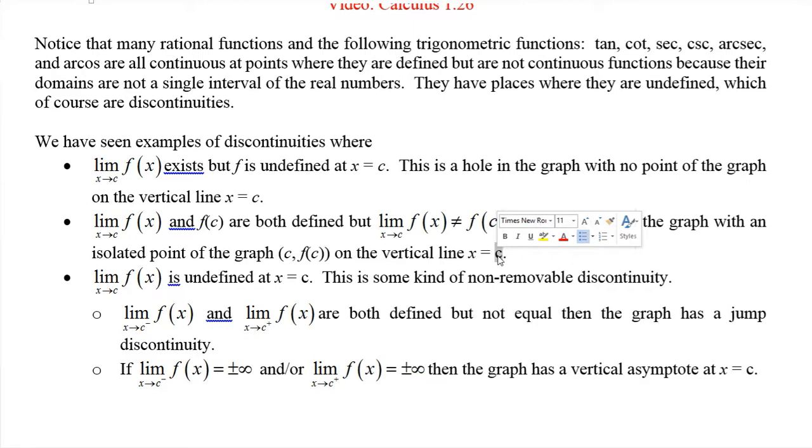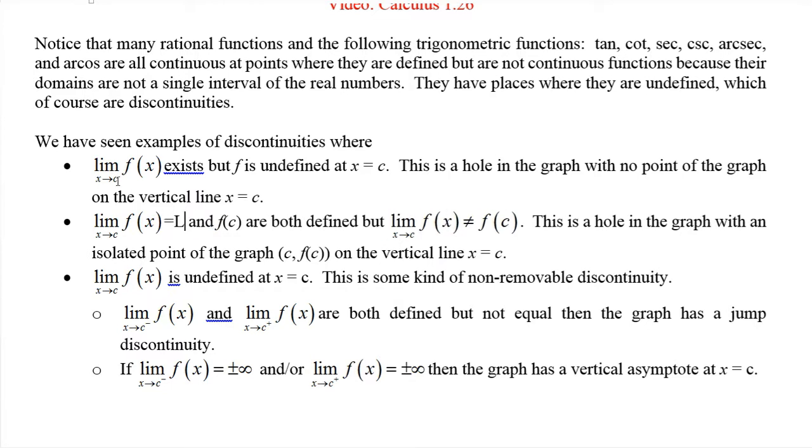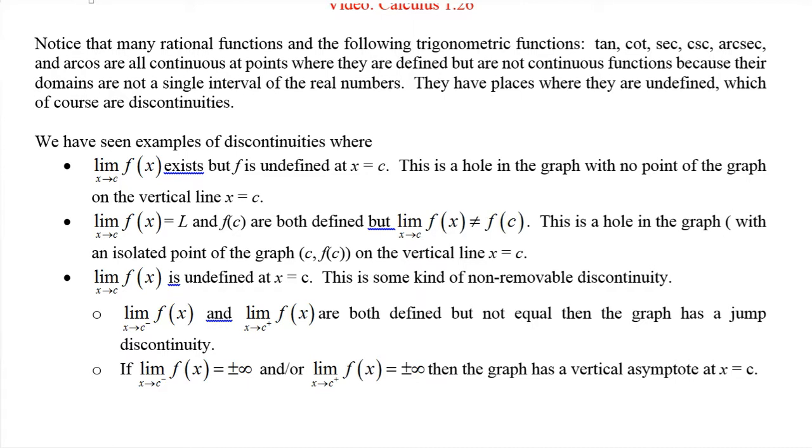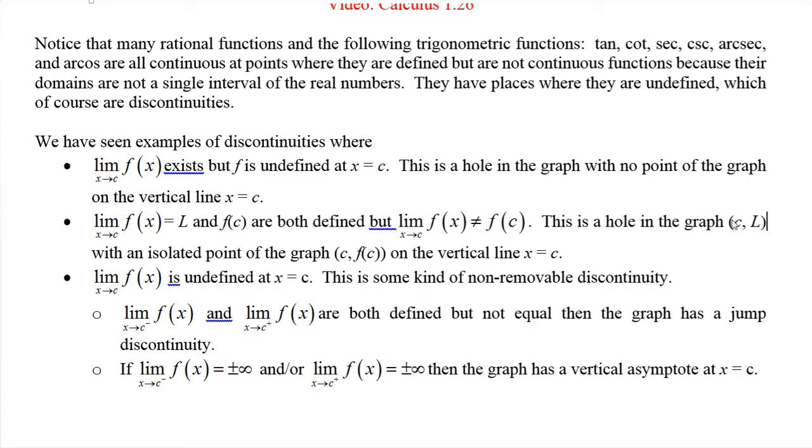But there's also a hole. Let's say this limit is L. Then there's a hole in the graph at (c, L) with an isolated point on the graph at (c, f of c). So those are not the same. And of course we've seen places where it's continuous.